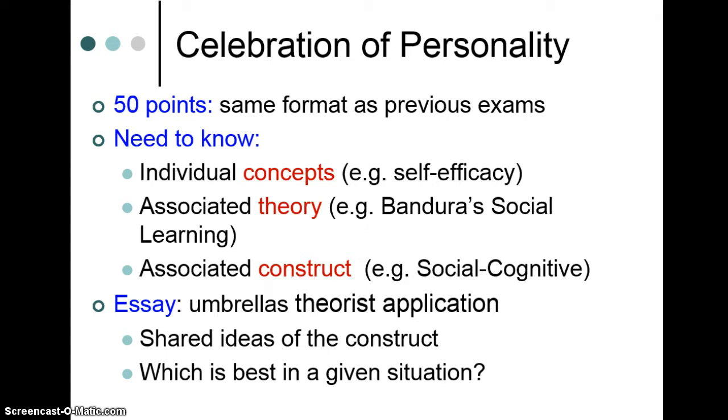And so what you're going to have to do is not only say what those theorists have in common that put them under the same construct, which you should already have in your review sheet, but you're going to have to apply each theorist within the construct separately. So for instance, if you get the social cognitive construct, okay, well, who's in that and what do they have in common?